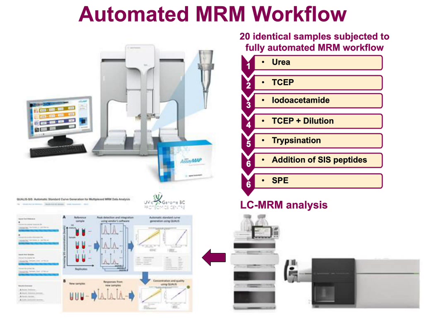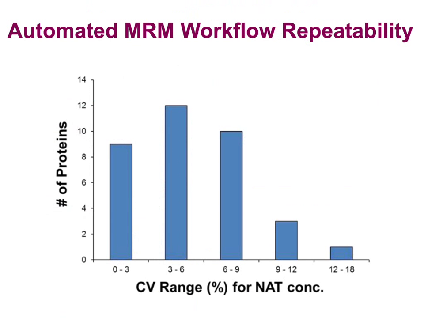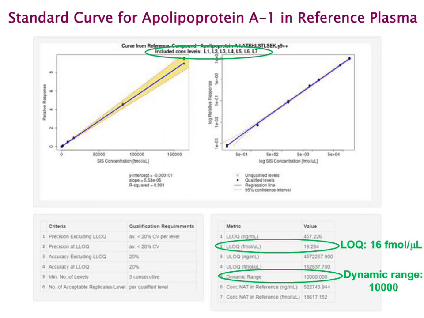Here we have plotted the CV range of the 20 identical experimental samples. The results obtained were excellent, with CV values for the relative response and endogenous protein concentration predominantly lying below 9%. One target peptide exhibited an elevated CV of 16%. This slide illustrates how the data is presented by the Qualis-SIS software.